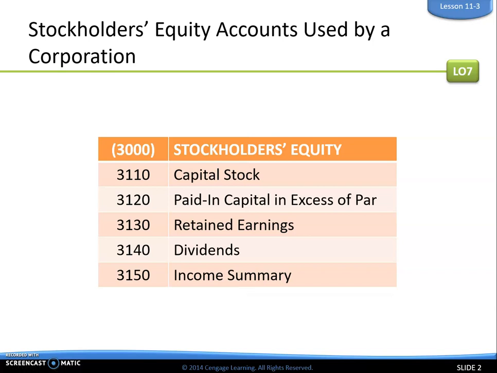So here they're showing us stockholders' equity accounts used by a corporation. So this is our stockholders' equity section on the chart of accounts. So we can see that these are the 3,000 accounts. We have capital stock, paid-in capital in excess of par, retained earnings, dividends, and income summary. This section on our chart of accounts is going to take the place of our owner's equity section.